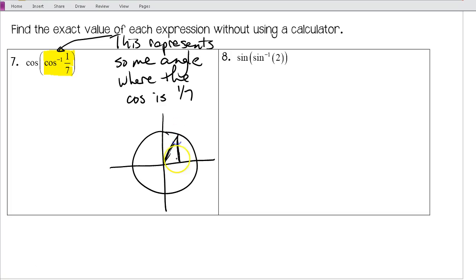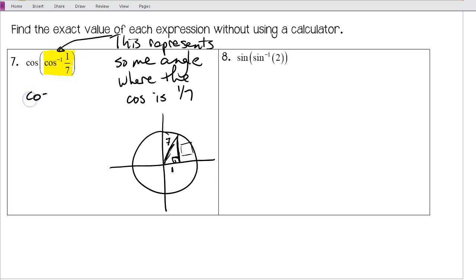So that means I have some triangle where the cosine, which is adjacent over hypotenuse, is 1/7. So I have an x value here of 1. I have a radius here of 7. I could find this y value if I wanted to, and we will once we get to example 9. But for this, we really don't have to.